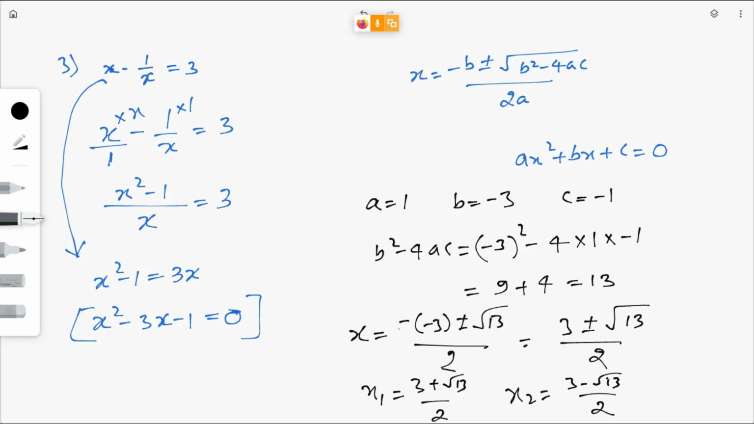How many of you got this one? Sir, I got. Very good. So you are getting this quadratic formula. How many of you are still confused with this? How many of you are still confused with this quadratic formula? Where exactly?